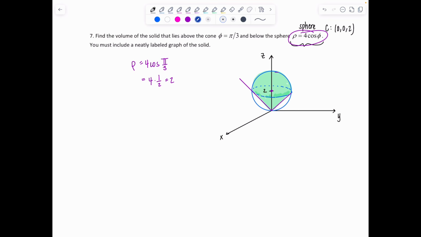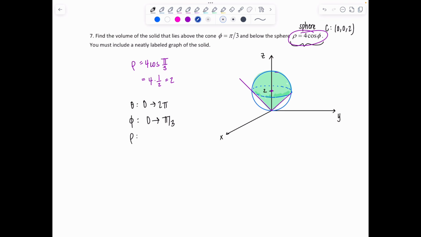Okay, so let's figure out our limits of integration. We're going to use spherical coordinates. Theta, we're going all the way around, so 0 to 2 pi. Phi, you always measure starting at the positive z-axis. This is phi equals 0. Do we have the solid? Yes. Keep going. Right here it stops. Where is that? That's phi equals pi over 3. So we're going to go 0 to pi over 3.